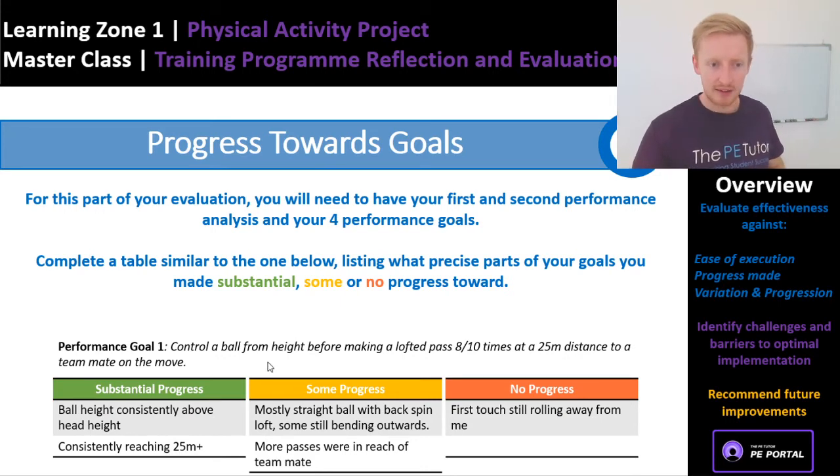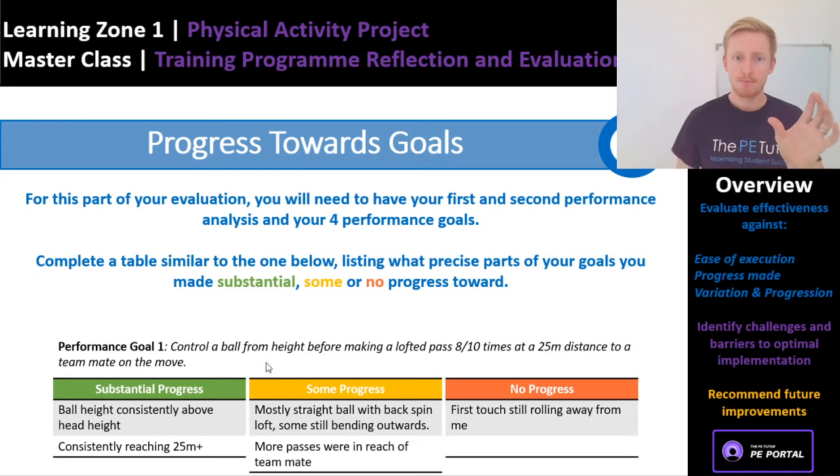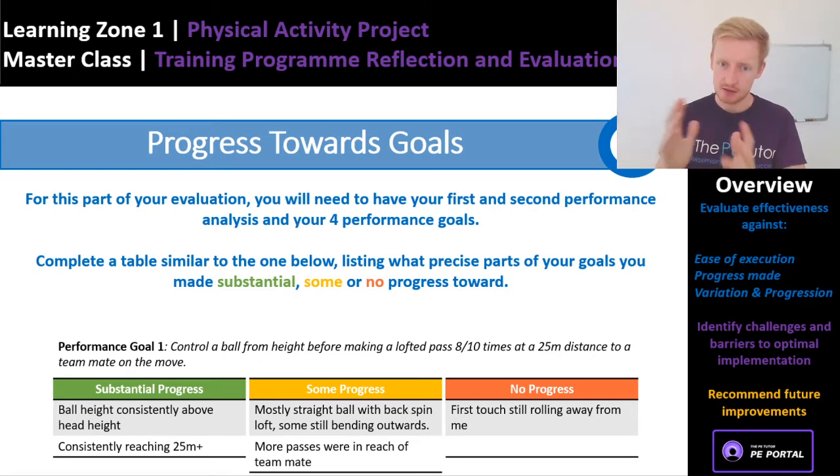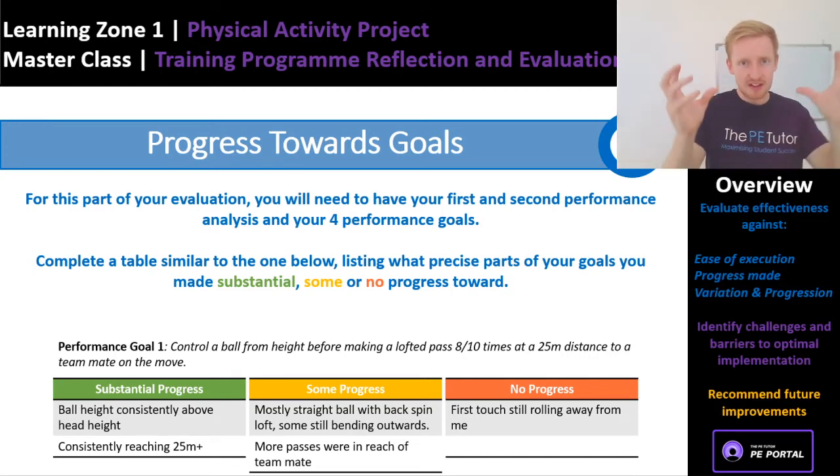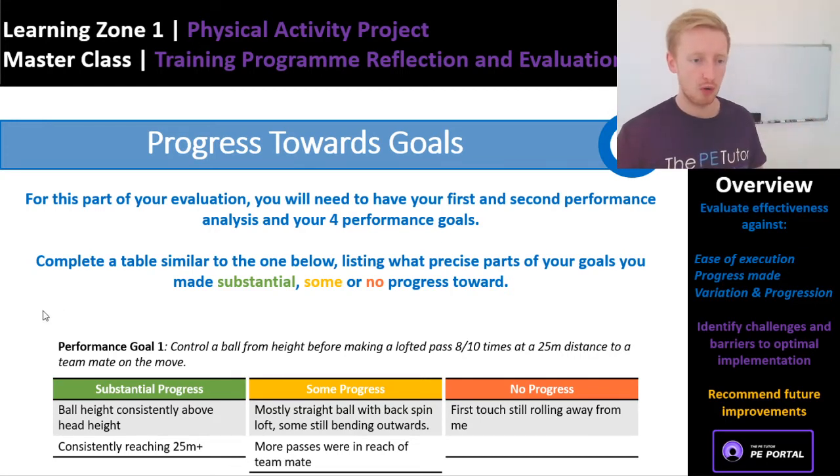So now I can break it down into the control part, the lofted pass, the consistency, 8 out of 10, the distance, 25 meters, and to the teammate on the move. Could I do this if my teammate was stationary, or am I now able to do it as they're moving? At what speed are they moving? All of these different parts of this one performance goal I can now break down.